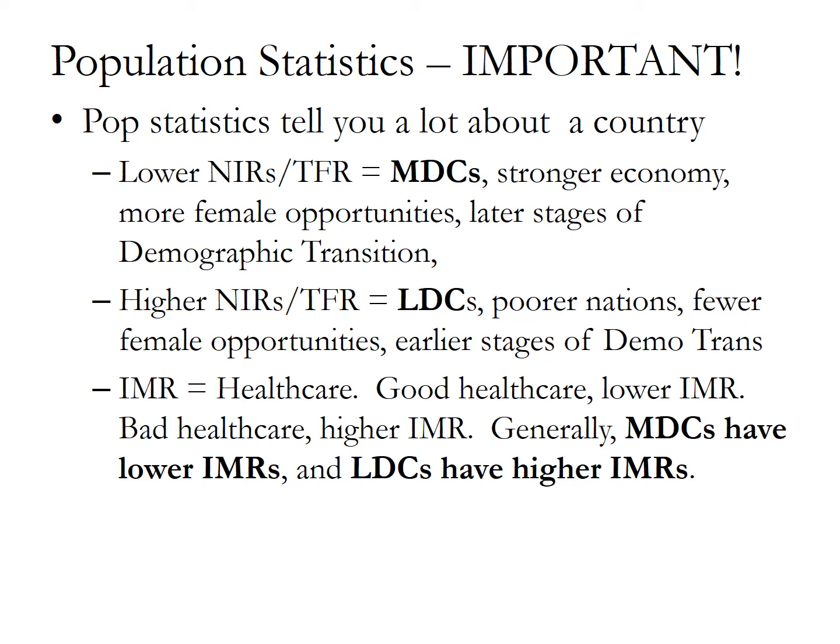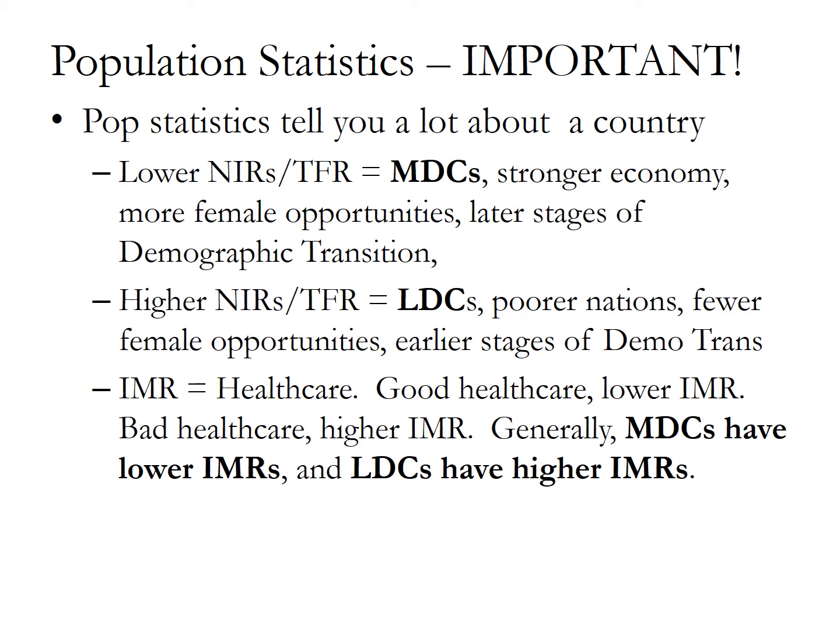They're educated, and they're in later stages of the demographic transition model, which we haven't talked about yet. It's something else we will address in chapter 2, but it's critical for you to understand how it's tied back to these population statistics. So if we flip it and we have higher natural increase rates, we have high total fertility rates, we're talking 4, 5, 6, 7, 8 kids per family.